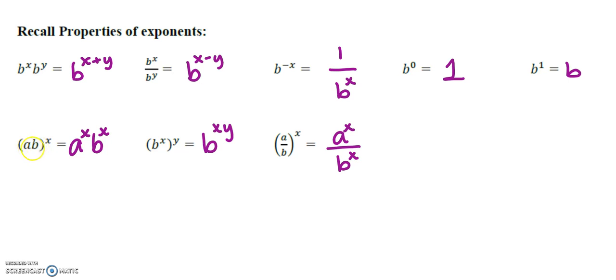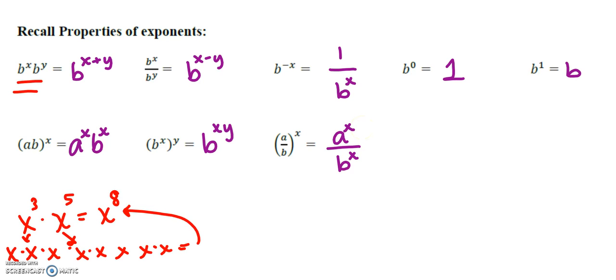Here we have a product being raised to a power, so we can think about that as a to the x, b to the x. Here we have a power being raised to another power, so we're going to multiply. And here we have a fraction being raised to a power, so we can raise the numerator and raise the denominator.